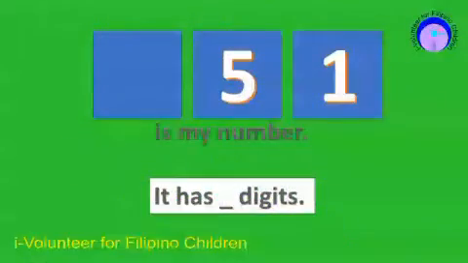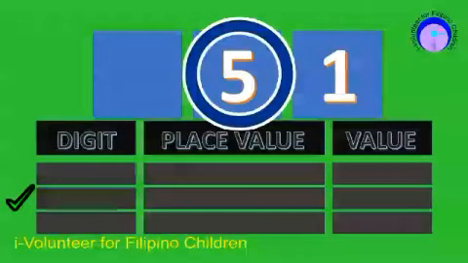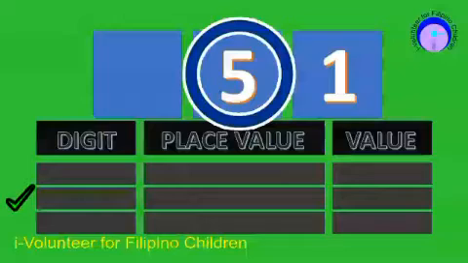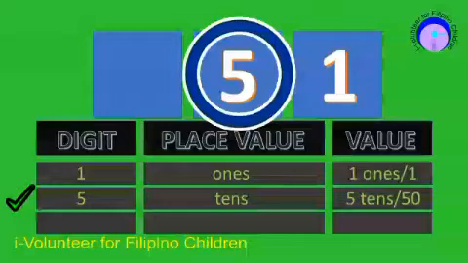What is your number? How many digits does your number have? 51 is my number and it has 2 digits. What digit do you have? What place value does it belong to? What is the value of your digit? Digit 5 is in the tens place and its value is 5 tenths or 50.